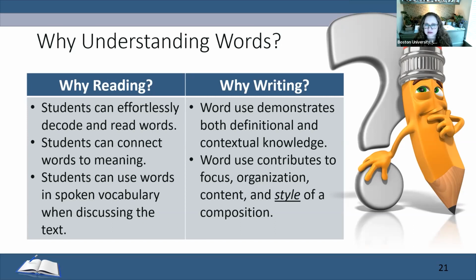Word use connects to how a student focuses their essay. If they're not including words that help focus their efforts in writing vocabulary, the essay doesn't really hold, and it's not really connected. It doesn't have the pieces. Same with organization. Vocabulary in writing is key. For example, you have those words like first, next, and last, and transition words, and use of therefore. As part of that affects organization.